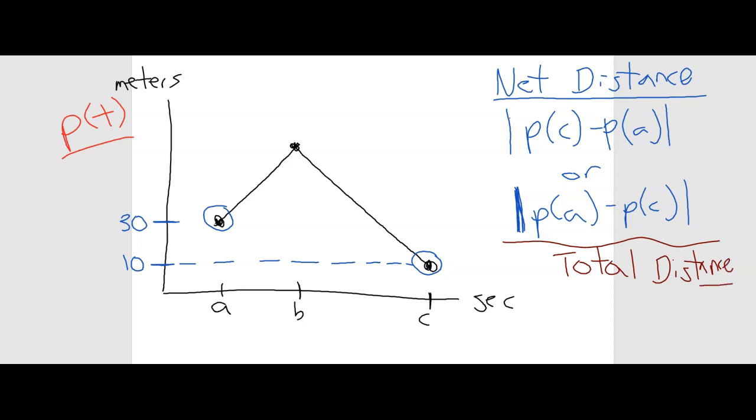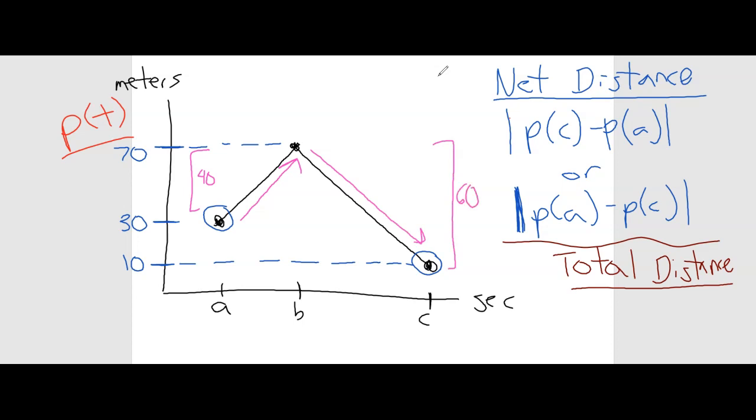Because if you remember what we talked about above, total distance has to factor in the change of direction. All right, so let me put another distance on here before we generalize the rule. Let's say this position up here is 70. So the particle first goes from 30, travels up here to 70, so they've traveled a distance of 40 meters. And then they come back down here to 10, which is another distance of 60 meters. So the total distance here would be 100.